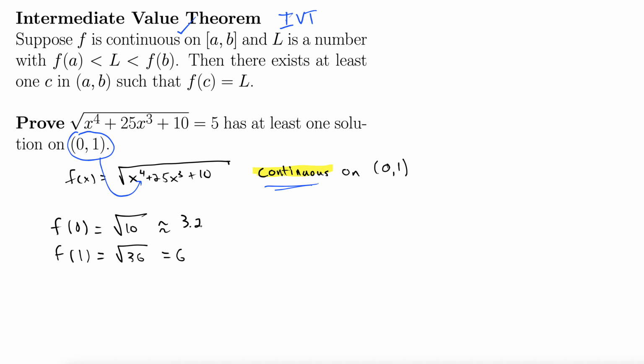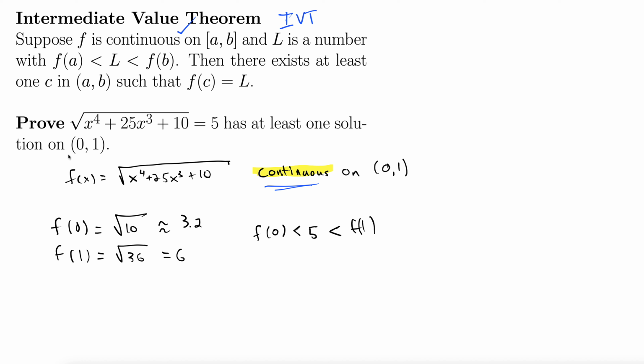So note that 5 is between these two numbers. We have 3.2. We're thinking of the y-axis here. I have no idea what this looks like, but I know on the y-axis, f of 0 gives me 3.2. f of 1 gives me 6. So 5 is strictly between those. So f of 0 is strictly less than 5, strictly less than f of 1.